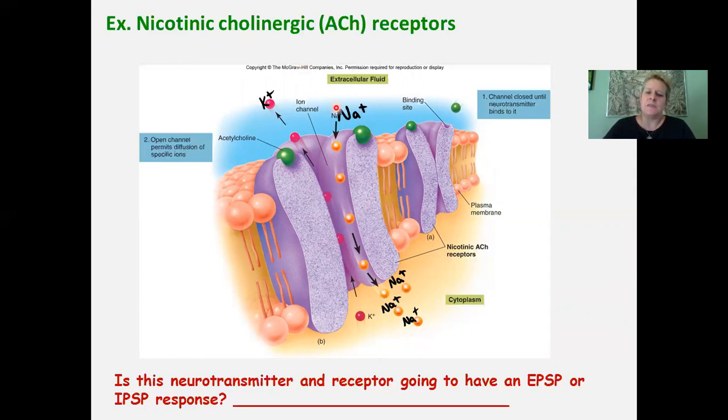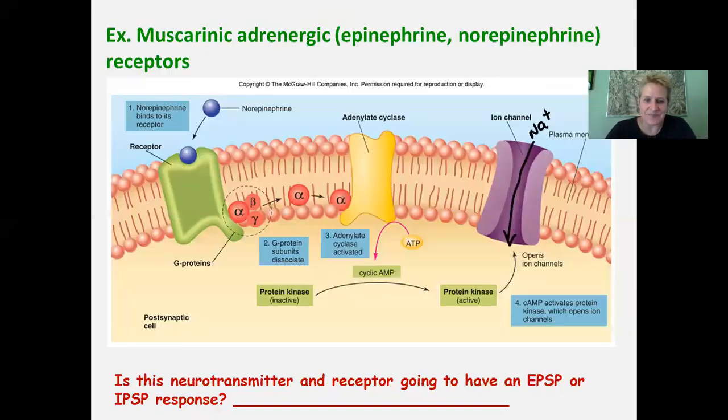Look at the ion channel that's open and look what's entering the cell: sodium. The question I pose to you: is this neurotransmitter acetylcholine and its receptor going to have an EPSP stimulation or an IPSP relaxation response on that muscle cell? Will it stimulate it to contract or cause it to relax? Sodium makes cells stimulated. So the answer is, this is going to stimulate the muscle to contract. It's sodium. Next test.